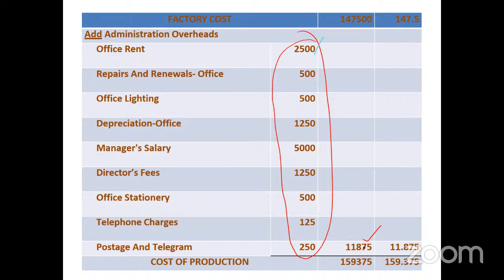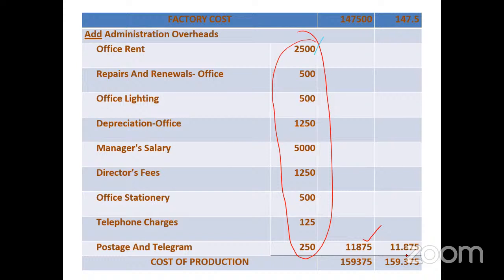If you add factory cost with administration overhead, what are you getting? Cost of production, isn't it? So what is your cost of production here? Can you tell me? 1,47,500 plus 11,875, so total we are getting 1,59,375. That is the total cost of production. Yes or no? Yes, sir. If you look at the per unit cost of production, then it will be 159.375.